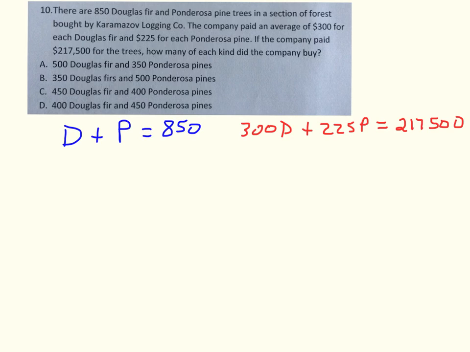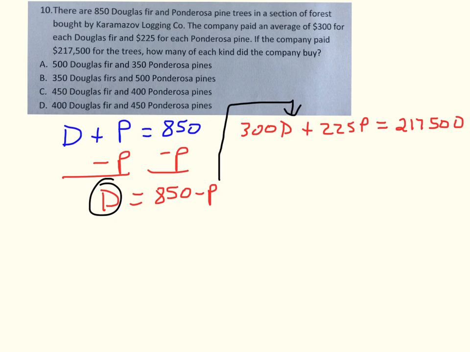Now, there's one of two ways that you can do systems. You can either do elimination or substitution. And in this case, it might be easier to do a substitution, because if we do elimination, that means I would have to multiply either the d by negative 300 or the p by negative 225. So what we're going to do is take one of these equations and subtract p from both sides, and what I end up getting is Douglas firs equals 850 minus p. And by doing that, I now know what d equals. So I can plug that in to this equation right here.